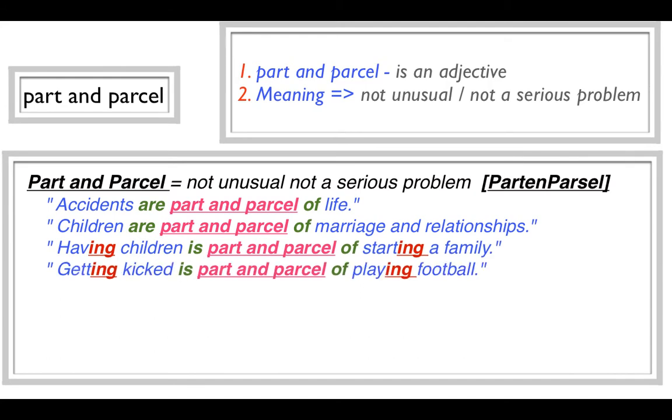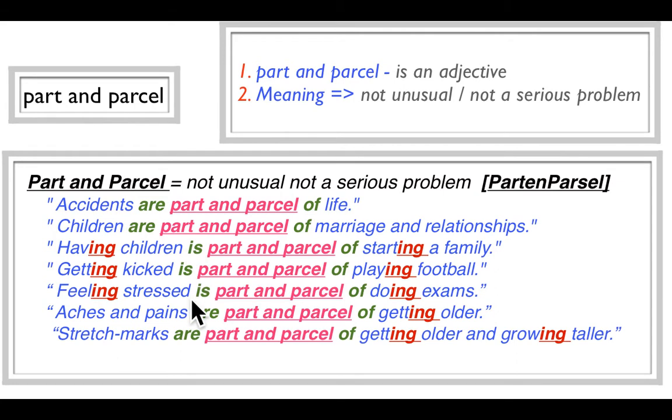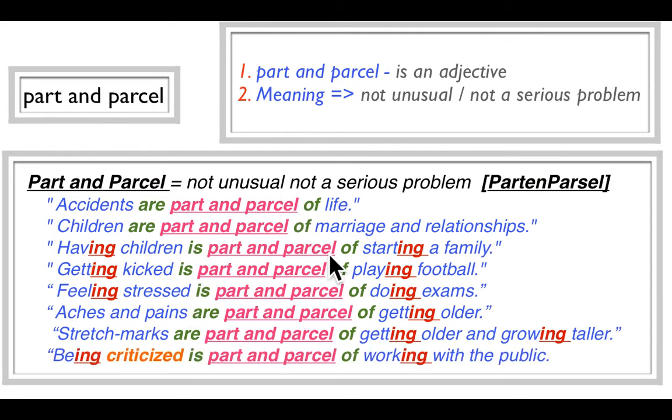As you can see in the construction, you're going to need the verb be in front of part and parcel and the preposition of after it. So that's a construction issue that you need to pay attention to. If you start the sentence with a verb, then it has to be verb ing. If you use a verb after the of section, then that also must be verb ing. Let's have a look at the examples.